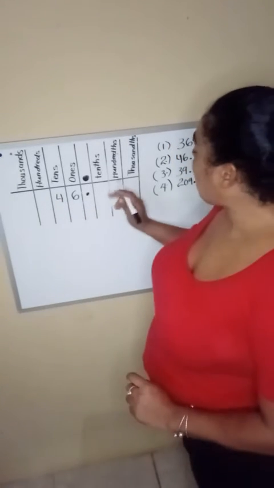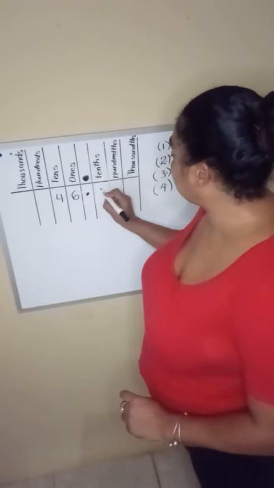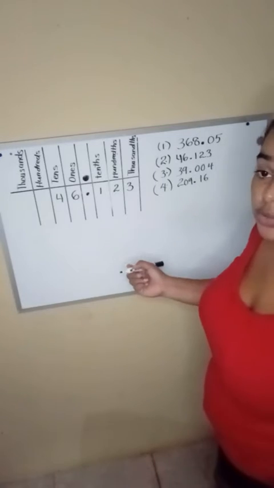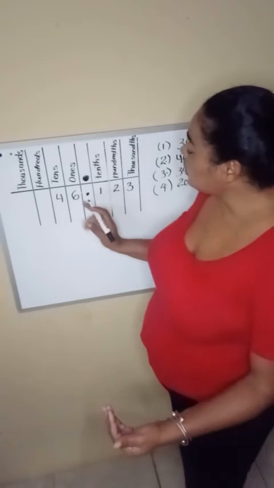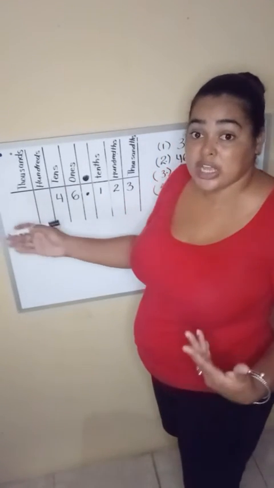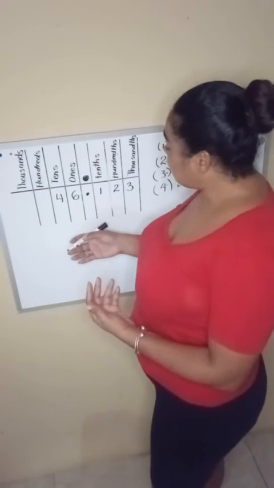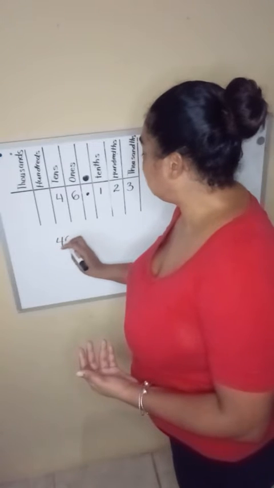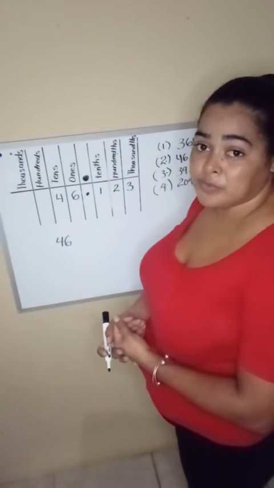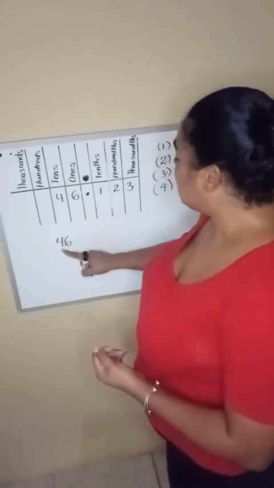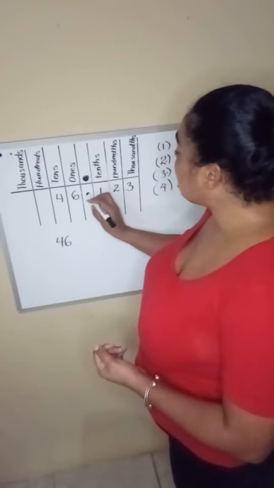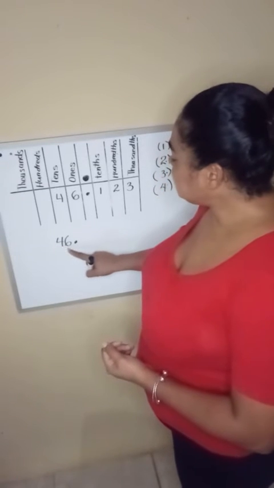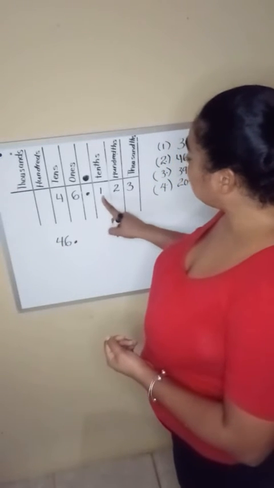And then it has a 1, 2, 3 behind. We want to read this number now. Remember, we're going to read to the left first, because that is where the whole numbers are, right? So we know 4 and 6. What is that number? 46. Good. So we have 46, and remember what we call the decimal? And, right? So 46 and, look at that.